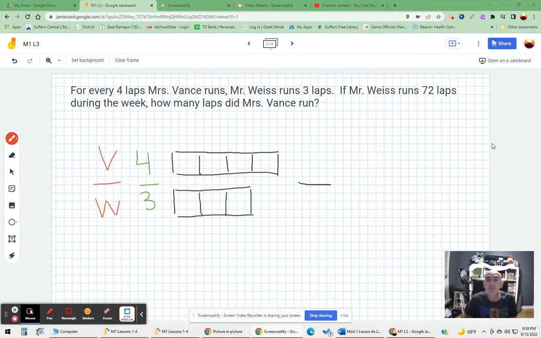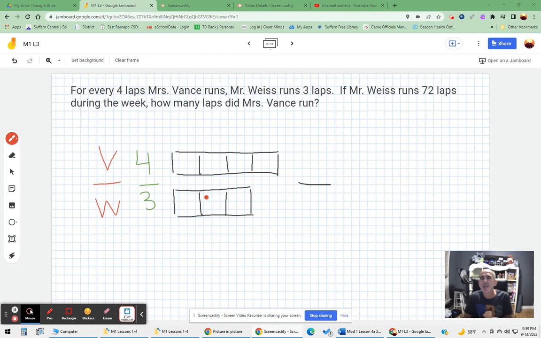For every 4 laps Mrs. Vance runs, Mr. Weiss runs 3 laps. Okay, look what I know. I know my groups. I have Vance, I have Weiss, and it's 4 to 3. We have 4 laps for every 3 laps that I run. Here is my tape diagram. Beautiful. I think everyone is very comfortable with this.